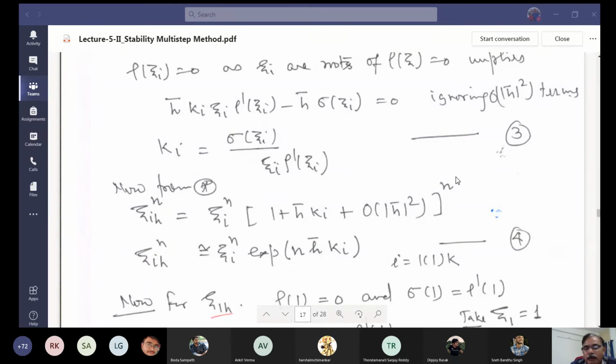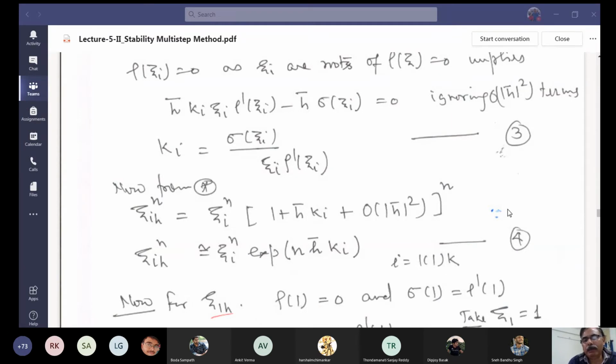Now you see this portion is your xi_i to power n. This portion, capital order h square, we may approximate as exponential of h bar k_i, 1 plus x square and so on and so forth. Then its power n will be exponential to power n h bar k_i. And this is true for all i's, that is, xi_i(h) to power n can be written approximately as xi_i to power n exponential n h bar k_i, i running from 1 to n.